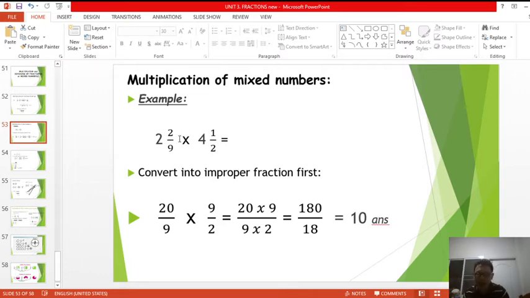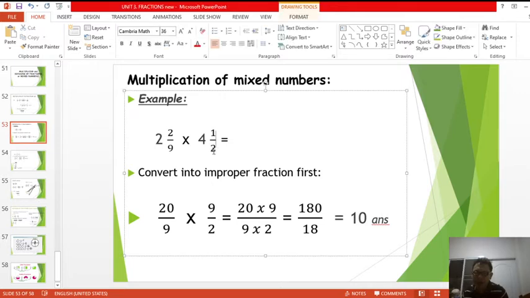Again, what you got to do is multiply your denominator with the whole number, plus the numerator. So 9 times 2 is 18, plus 2 is 20. So you got 20 over 9. You copy your denominator, so 20 over 9. Then copy again the multiplication operation. Then convert this mixed number to an improper fraction. We have 2 times 4 is 8, plus 1 is 9.